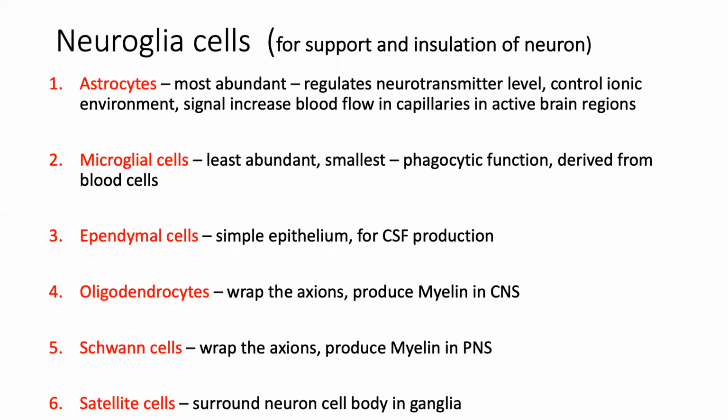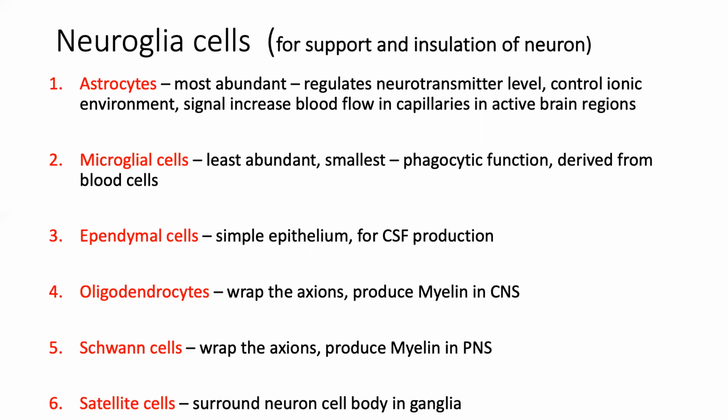So we have talked about the neurons, different types of neurons. We have classified the neurons according to their structure and according to their function. Now let's look at the neuroglia cells. These are the supporting cells which protect and nourish the neurons. There are many different types of neuroglia cells. They are astrocytes, microglia cells, ependymal cells, oligodendrocytes, Schwann cells, and satellite cells.